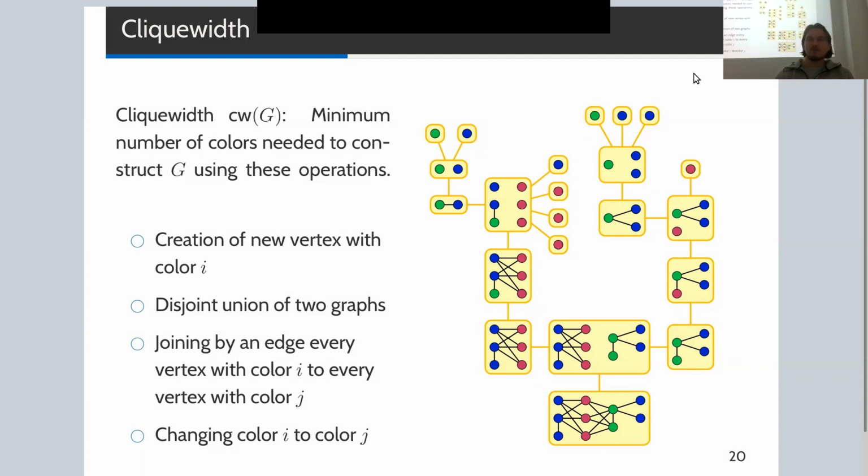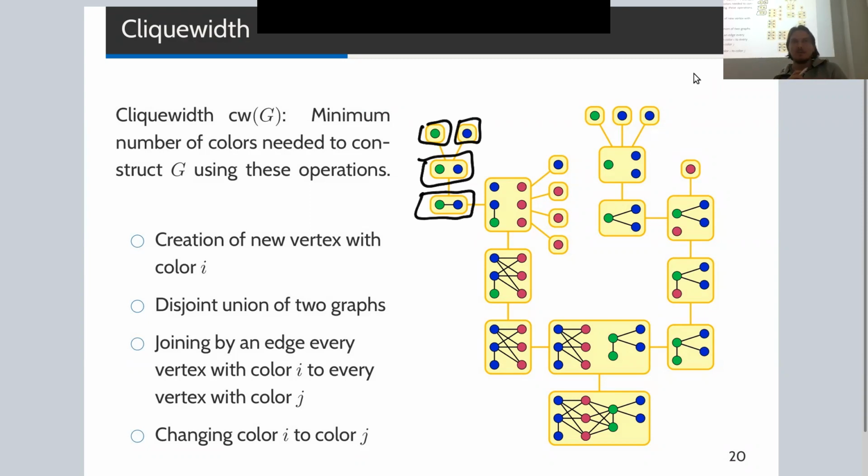The computation works again using Feferman-Vaught. For single vertices, you can compute the q-type using brute force. And then if you create the disjoint union of two graphs, you can compose them using Feferman-Vaught. And the new thing is now, if you want to add edges between two colors, then you do a simple replacement of the formula.